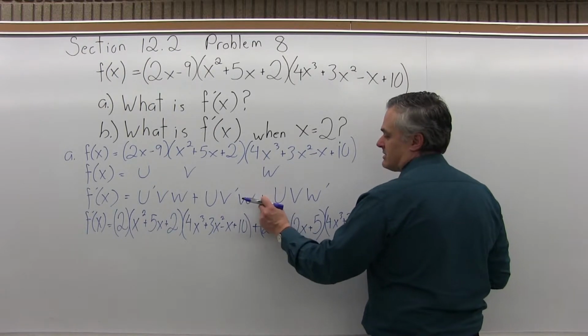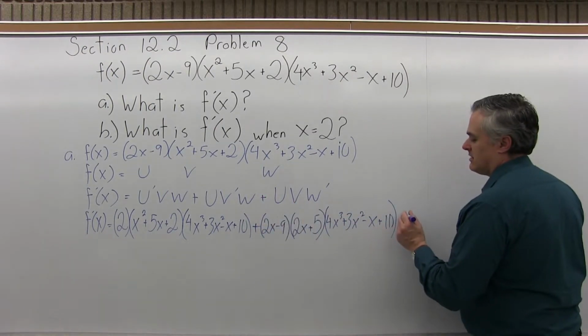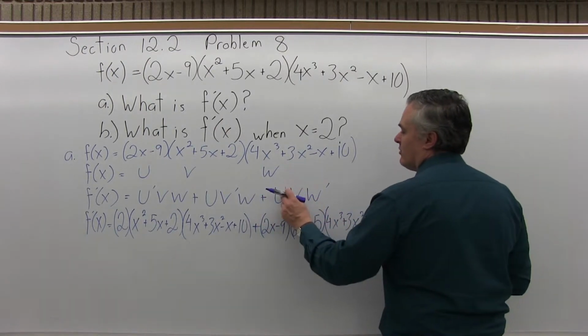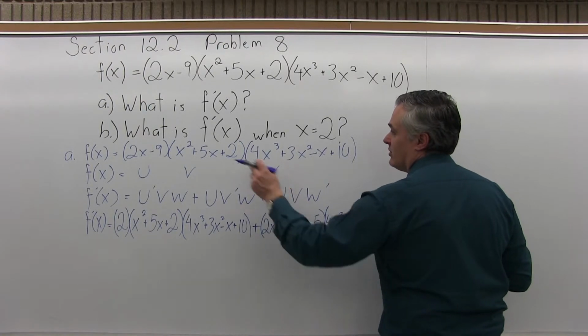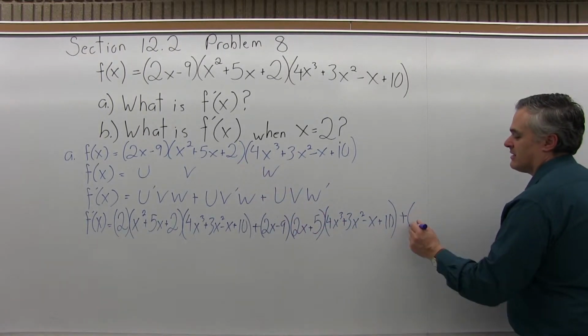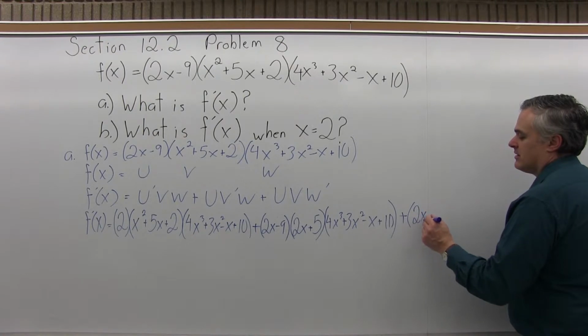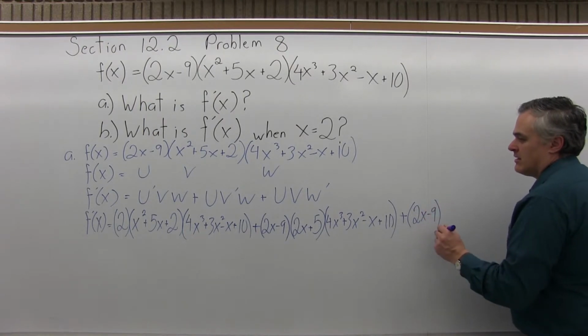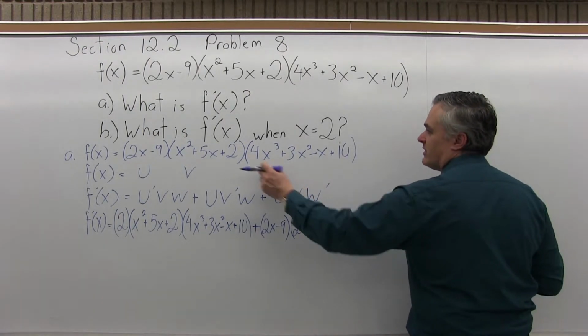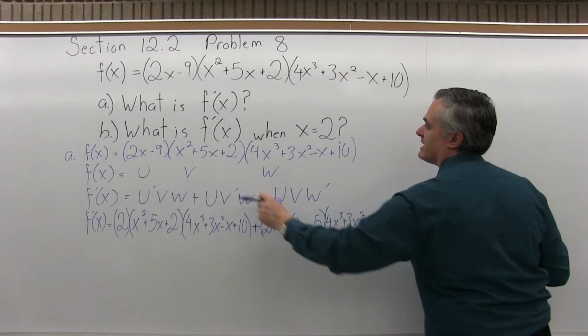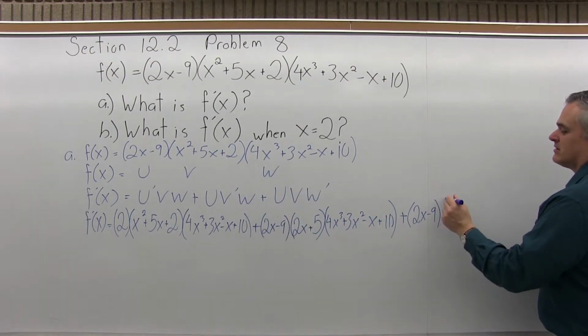So now I do plus, and then u with no prime for my last chunk. U with no prime is 2x minus 9. Then v with no prime. V with no prime is the middle set of parentheses, x squared plus 5x plus 2.